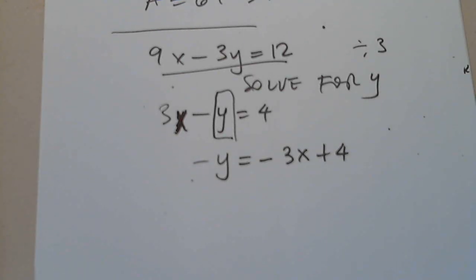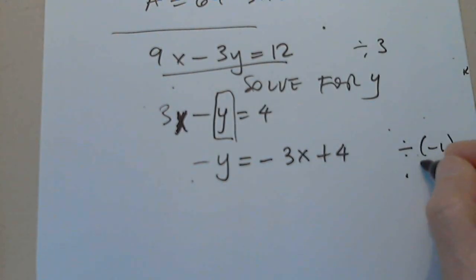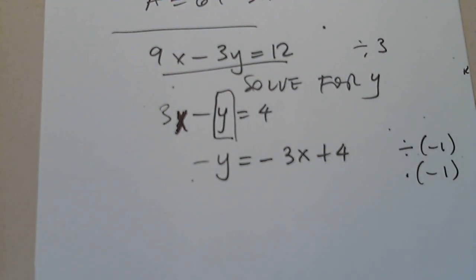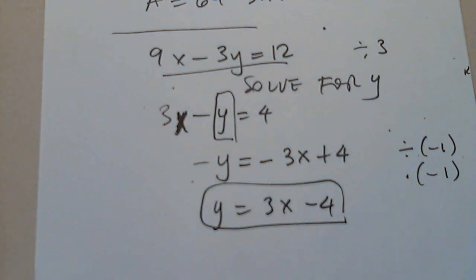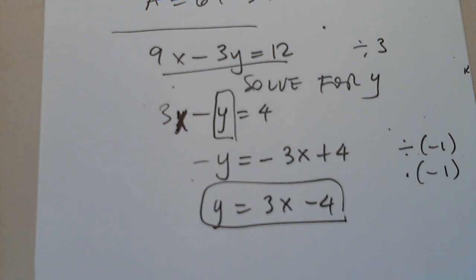Good. I have one more step. I'm not asked to solve for negative y. I'm asked to solve for y. So what do I do now to both sides to solve for y? Divide both sides by -1. Yes. Division by -1 or multiplication by -1 mean the same thing. They're both correct. It's still the same thing, which is y equals 3x minus 4. Any questions?